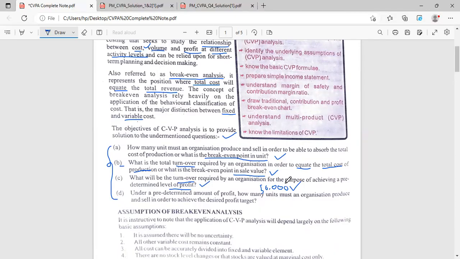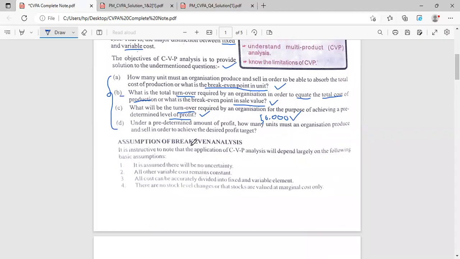I just finished making this yogurt, and we have 100 pieces. I just want to make 50,000 naira from all this yogurt. How much can I sell this product? With CVPA, you'll be able to know the exact amount you will sell per unit of the product, so that once you multiply it by all the units that you have produced, your profit of 50,000 naira is going to come out. That is what we use CVPA to do. Let's come down to the assumptions on CVPA.